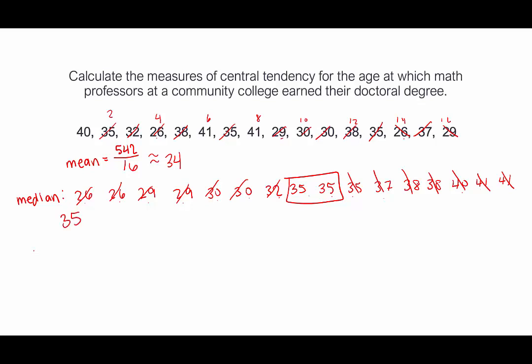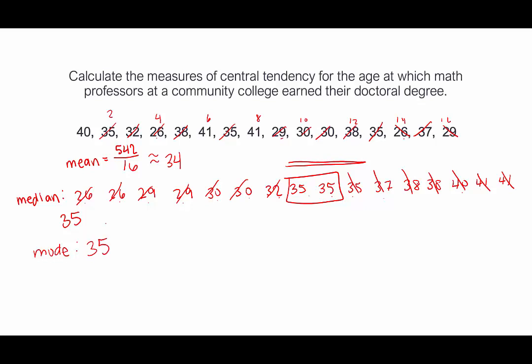Last, we want to look at the mode. So the mode, is there one number that occurs more frequently than all the rest? There's two 26s, two 29s, but there are 3 35s. I don't think any other number repeats 3 times. So 35 is our only mode. This particular data set has one mode, and that one mode is 35.